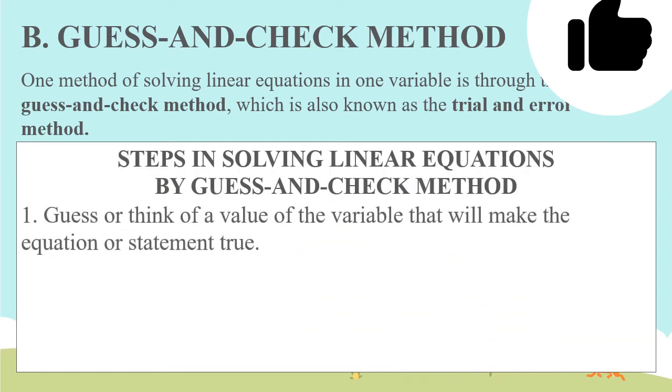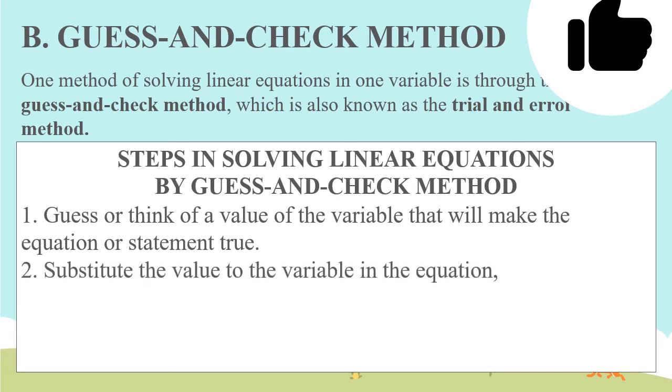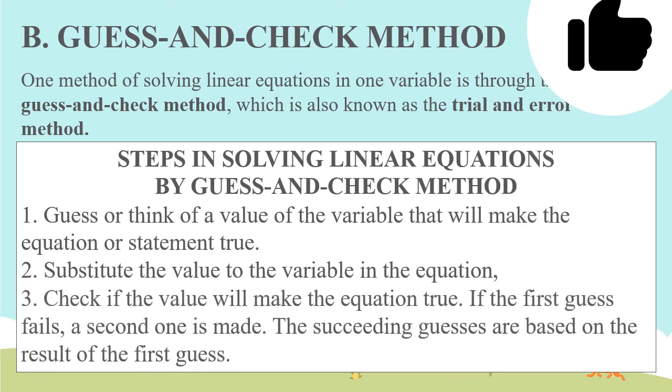Step 1. Guess or think of a number or a value of that variable that will make the equation or statement true. Second step, substitute the value to the variable in the equation. Step 3. Check if the value will make the equation true. If the first statement fails, a second guess is made. The succeeding guesses are a result of the first guess.